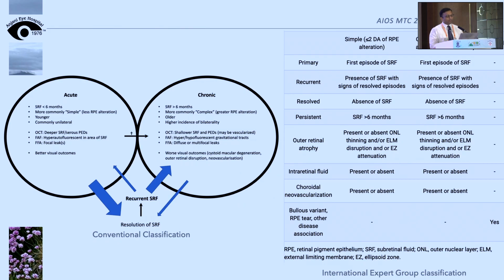So there has been quite a lot of discussion about the classification of these CSCRs. There has been acute and chronic, which we have been seeing. And then we also have the newer classification put forth by the international expert group, which has classified it into simple and chronic, based on primary, recurrent, resolved, persistent, etc.